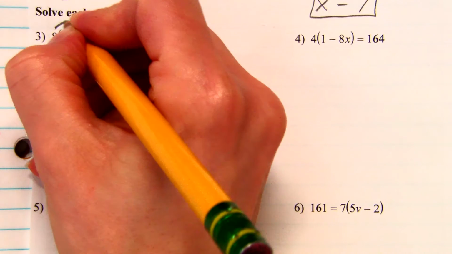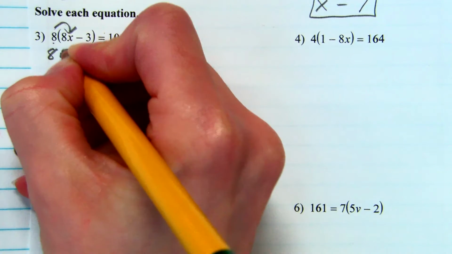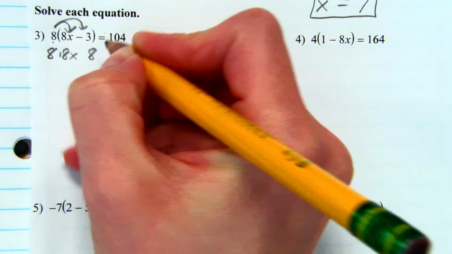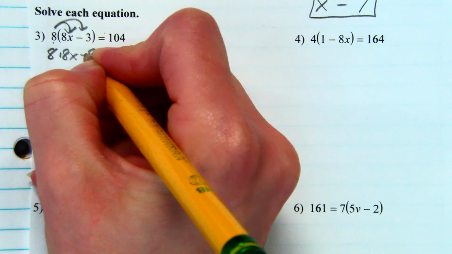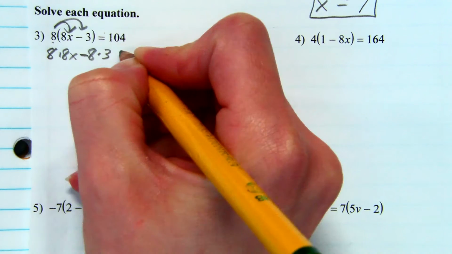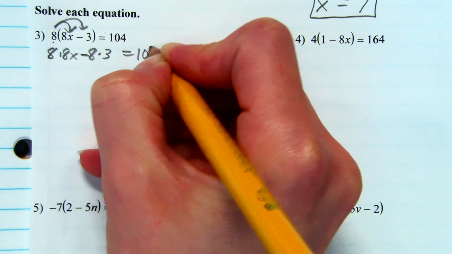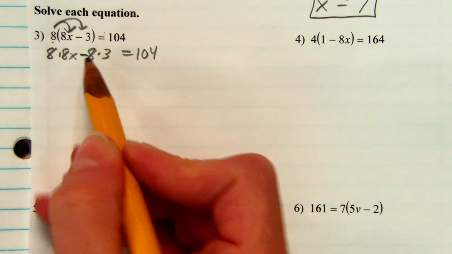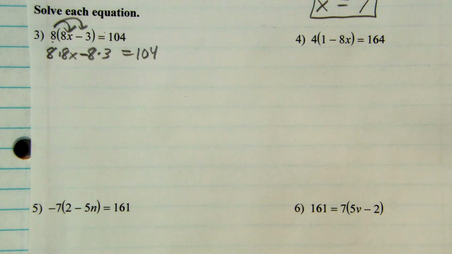So we're going to take 8 times 8x, and we're going to have 8 times negative 3. So since there's a minus there, I'm just going to put the minus there. 8 times 3. We'll do it that way. And then I still have equals 104 on the other side. So this side we're going to clean up a little bit and just get rid of the parentheses.